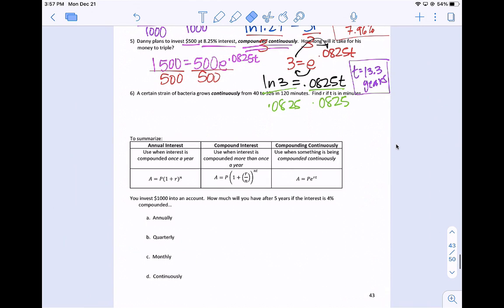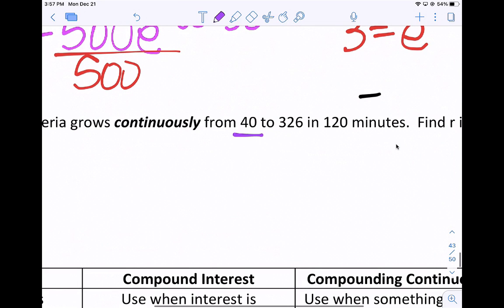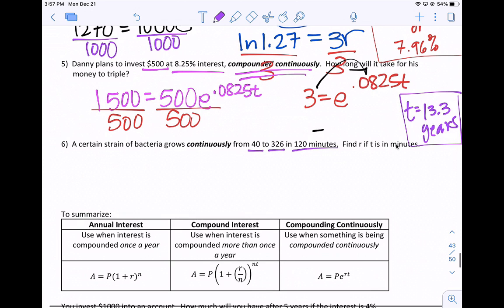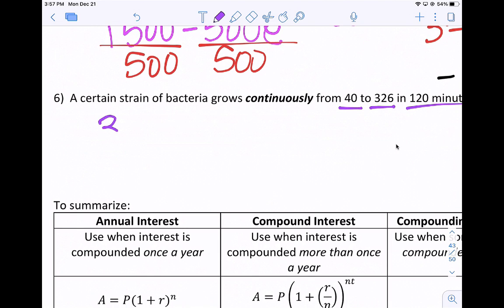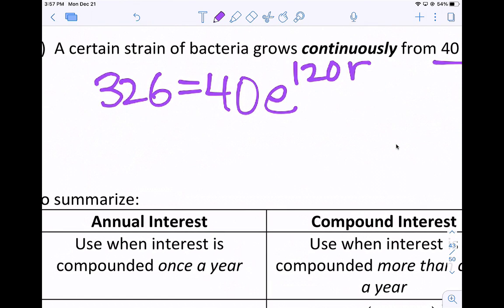Okay, and then last problem, and then we're going to review. So bacteria is growing continuously from 40 bacteria to 326 in 120 minutes. Find r if t is in minutes. Okay, so we're ending up with 326. We start with 40. It's growing continuously for 120 minutes, we need the rate. So we plug everything in. First step, divide.